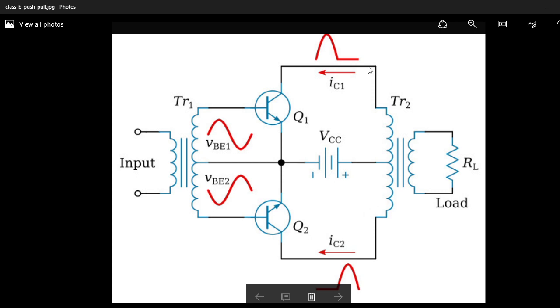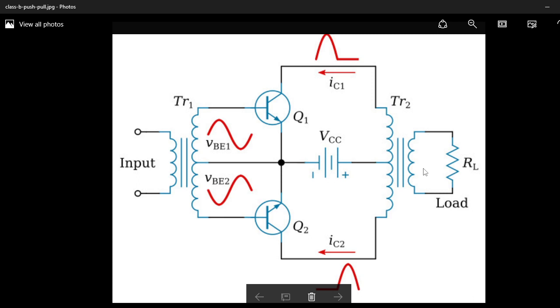So the effect of these two half cycles in separate halves of the primary of the output transformer is to produce a magnetic flux in the transformer core which flows first in one direction, then in the opposite direction. So the flux links the secondary of the output transformer and generates a complete sine wave output at the secondary of the output transformer. This is the basic operation of Class B amplifier.